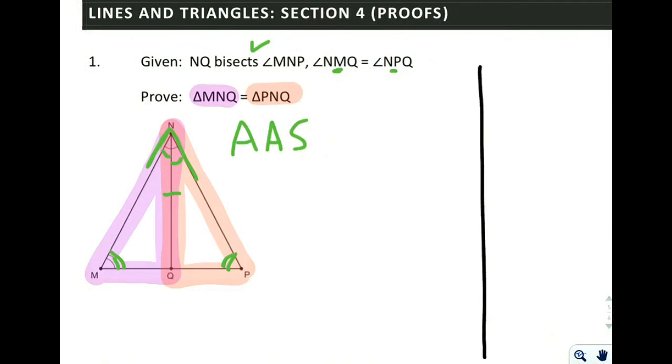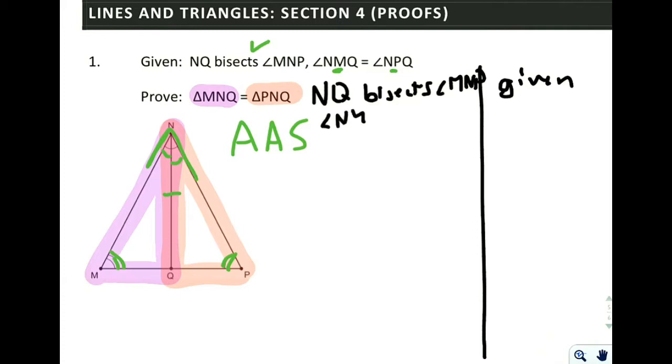We start out with our two-column proof here. We begin with our given, and that's going to be that NQ bisects, and let's just practice writing this even though it's given to us here, bisects MNP, and then angle NMQ is equal to angle NPQ. So that's all given. Now we need to start making our next jump.